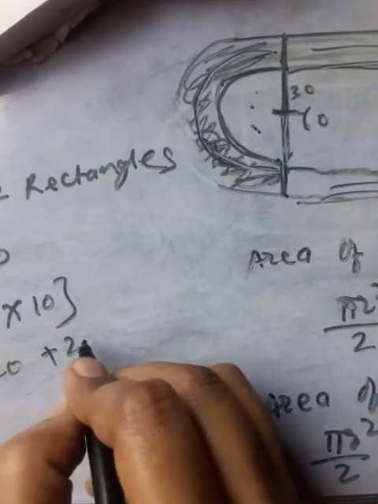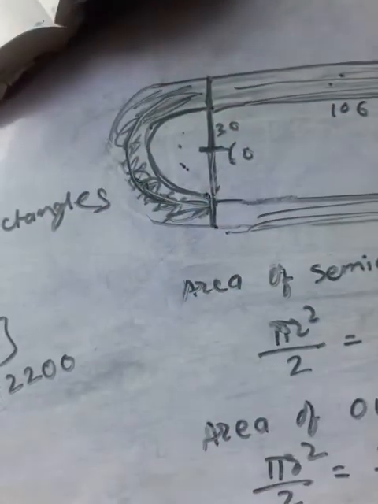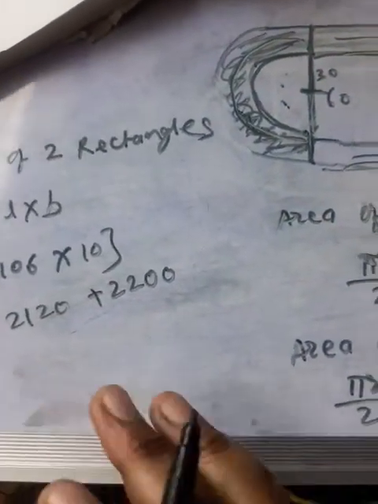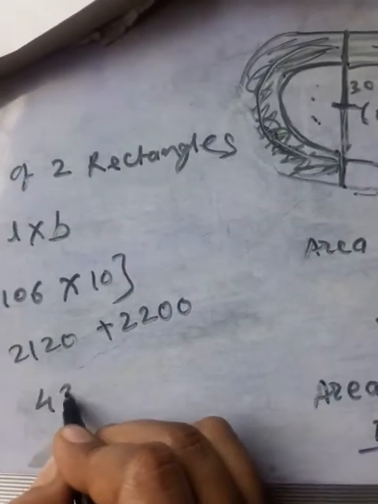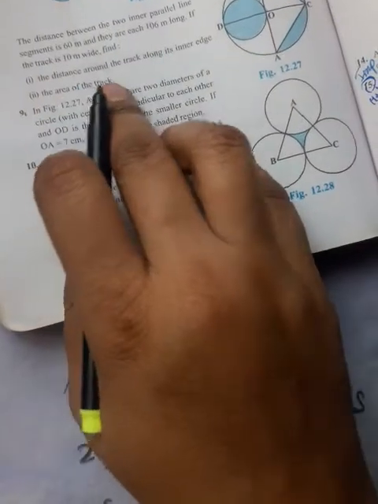See, 2200 is the area of the two semicircular ends, our shaded portion. So the final answer is 4320 meter square. This is the area of the track.